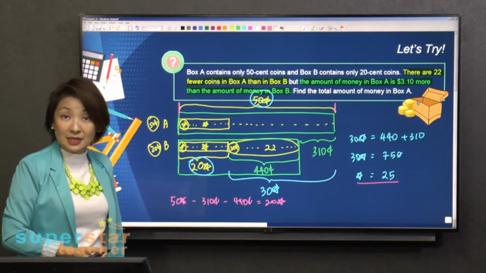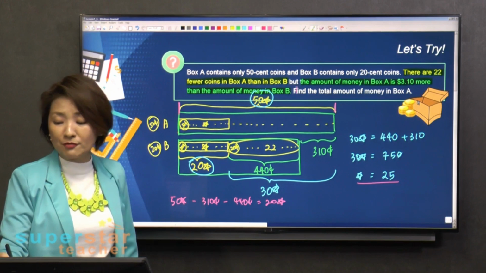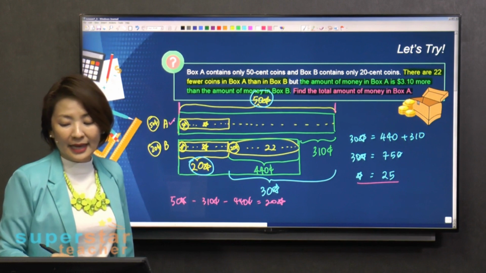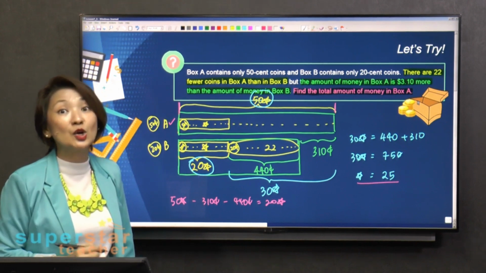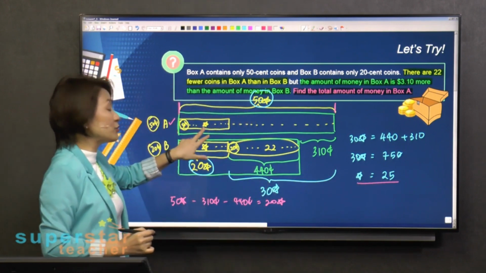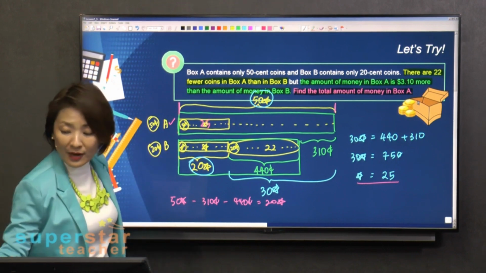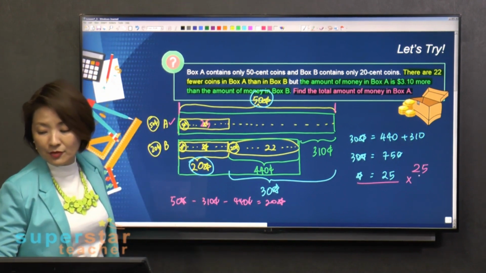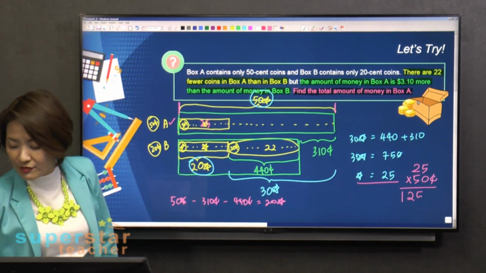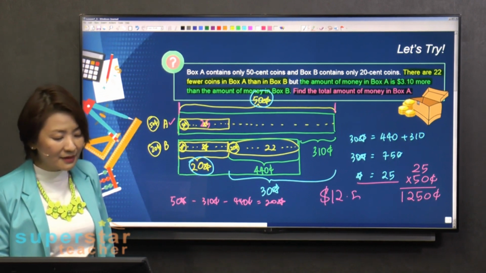Is that my final answer? No. Read the question. The question says that you are supposed to find the total amount of money in A. So I'm looking for A, and the total amount of money is the one in green, correct? So star is 25, means that I have 25 pieces of 50-cent coin. So 25 times 50 cents will give me 1,250 cents, which is actually $12.50.